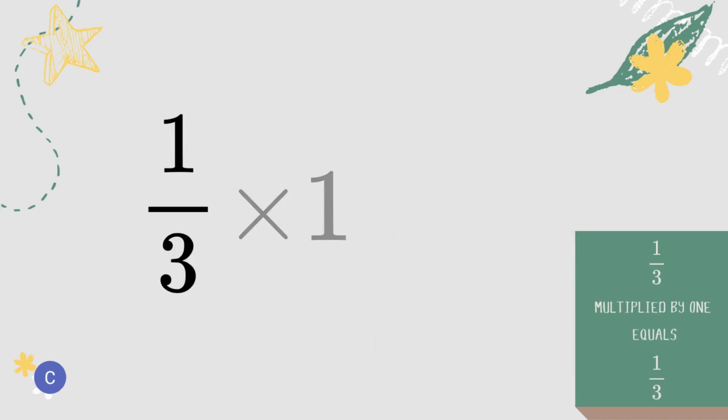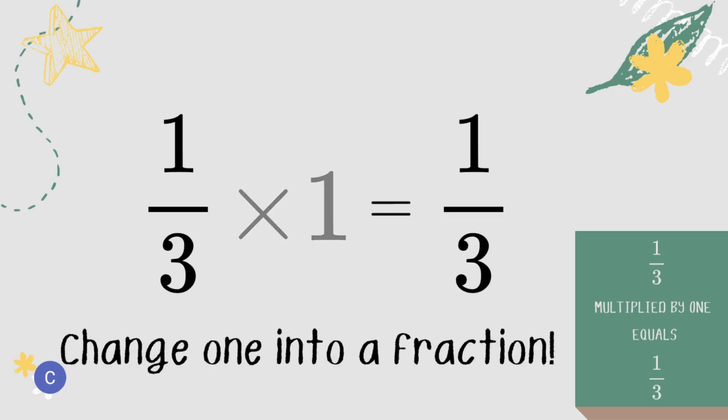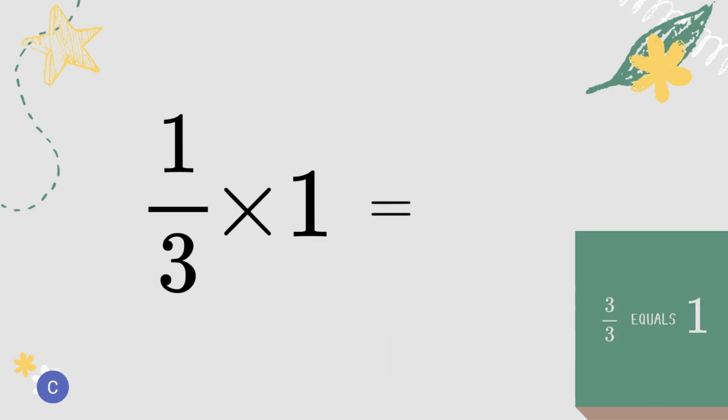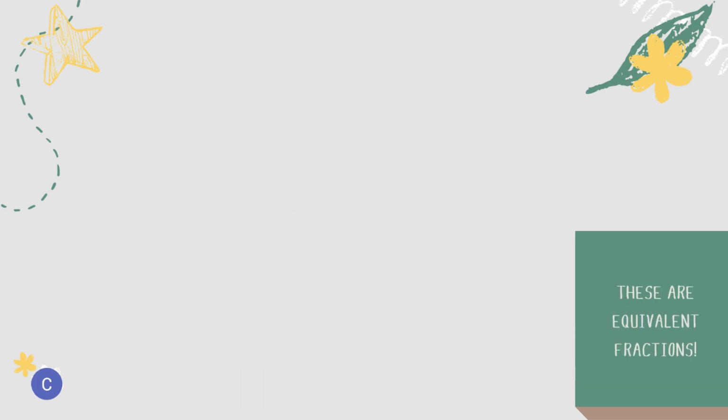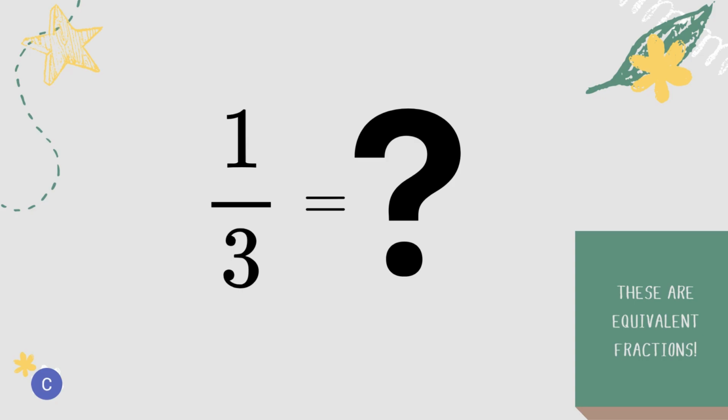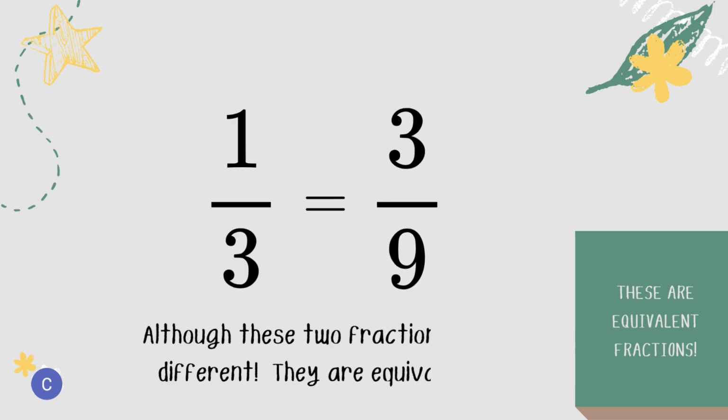1/3 times 1 equals 1/3. We can use any form of the number 1. Let's use 3/3. 1/3 is equivalent to many fractions. One equivalent fraction for 1/3 is 3/9. These two fractions are worth the same exact amount.